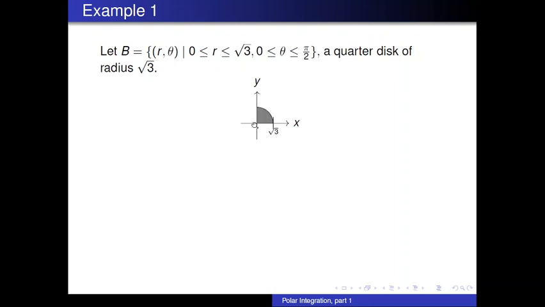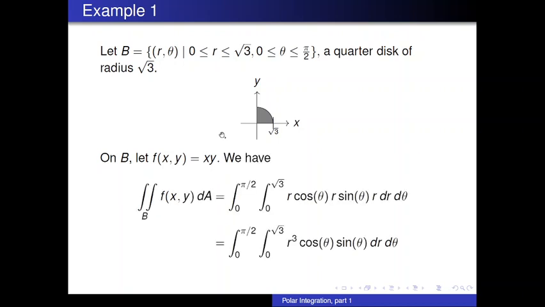In case you're forgetting, here's a picture of that polar box. This is the radius square root of 3, and we just go from 0 to pi over 2, so we trace out that quarter in the first quadrant there. I think the function that we integrated in written homework 6 was f of xy equals x times y. So let's repeat that one here.